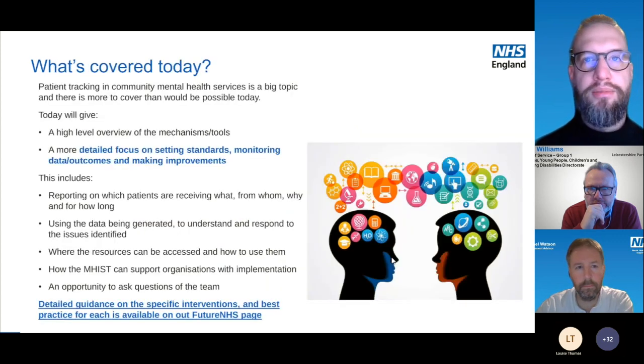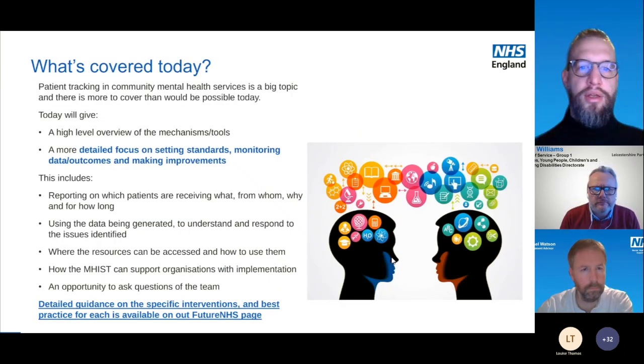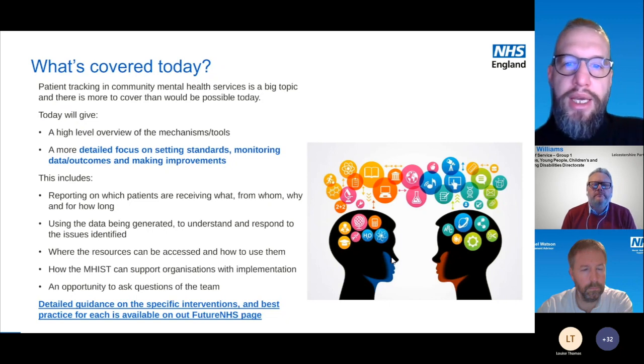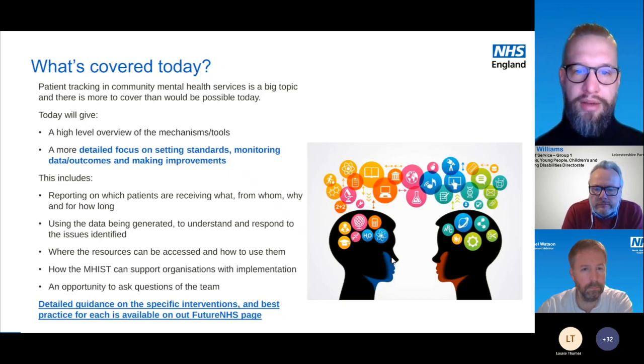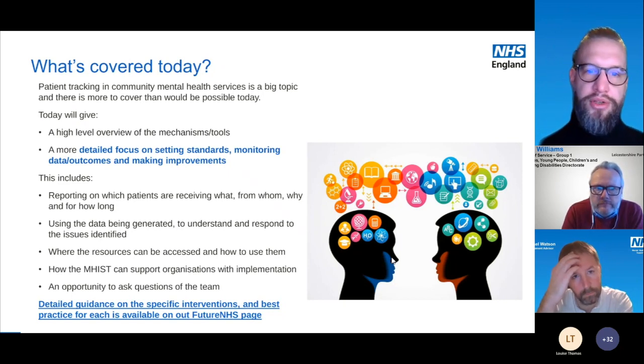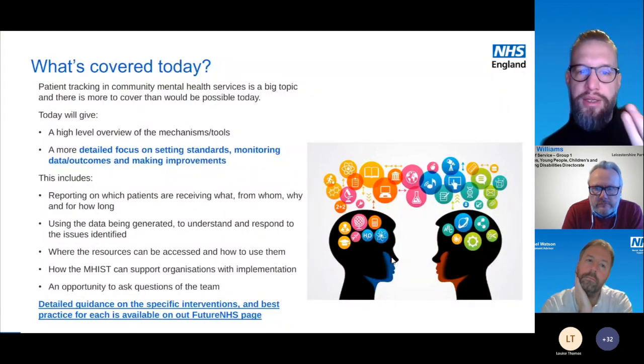Can I have the next slide, please? So what we're going to cover today is patient tracking. It's a huge topic. There's going to be more than we could possibly get through. We're going to give you a high-level overview of the various mechanisms and the tools, and then take a real detailed focus in on the setting standards, monitoring data and outcomes, and making improvement portions.